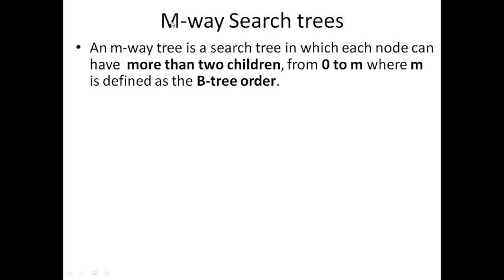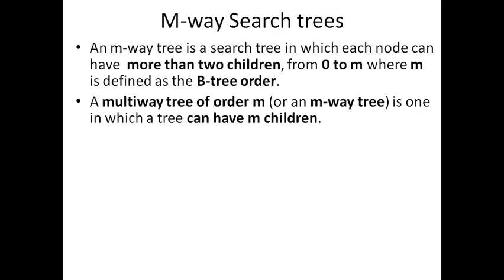So m is nothing but the value that is assigned as the order value for a given M-way tree. For example, if you create an M-way tree by replacing m with 5, then it is called a 5-way tree or 5-way search tree. In such a case, the maximum children a node can have is 5. So 5 defines the maximum number of children for a node, and it is also called the order of the tree. A multivariate tree of order m is one in which a node can have m children. That's what I was telling you.